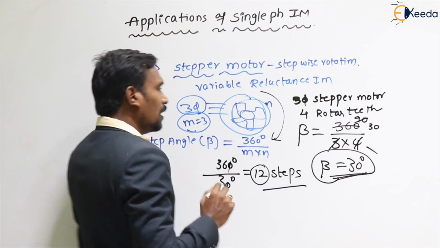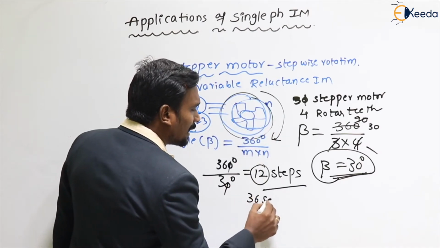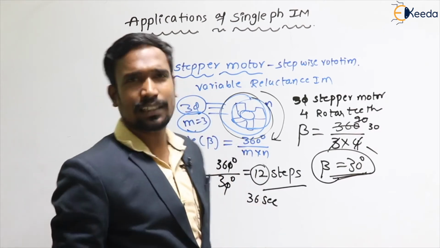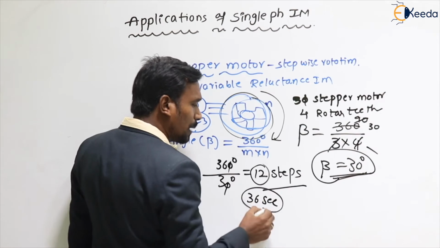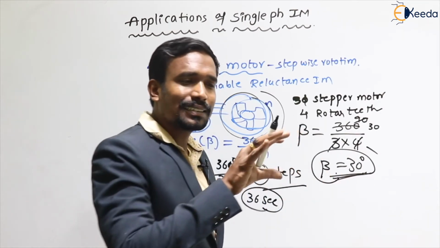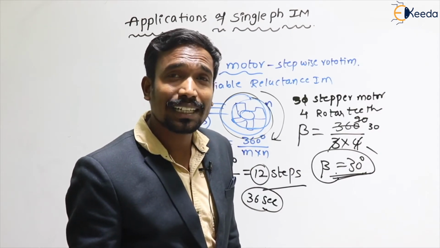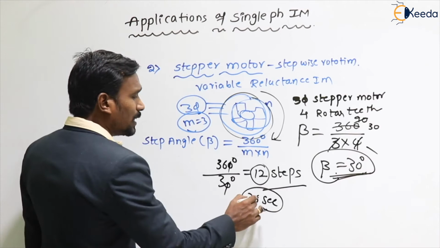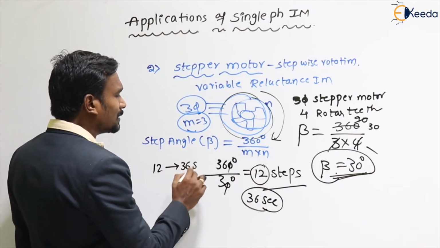For example, it will take 36 seconds to complete one revolution. Then for one step, how many seconds will it take? So generally for 12 steps, it will take 36 seconds.